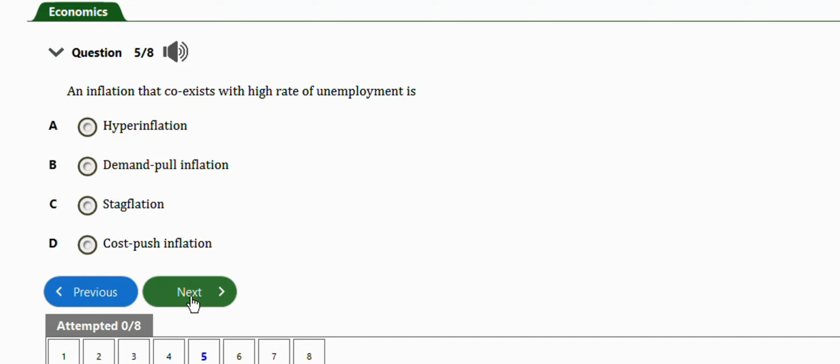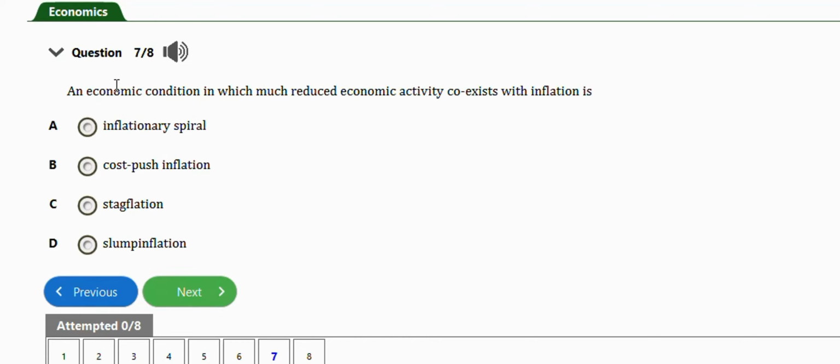The next question is this one. It says an inflation that coexists with high rates of unemployment is, I think I already answered it, option B, which is stagflation. Next question is this one. It says an economic condition in which much reduced economic activity coexists with inflation is, we have also answered this question. So these are being repeated options. This is the right answer, slump inflation.